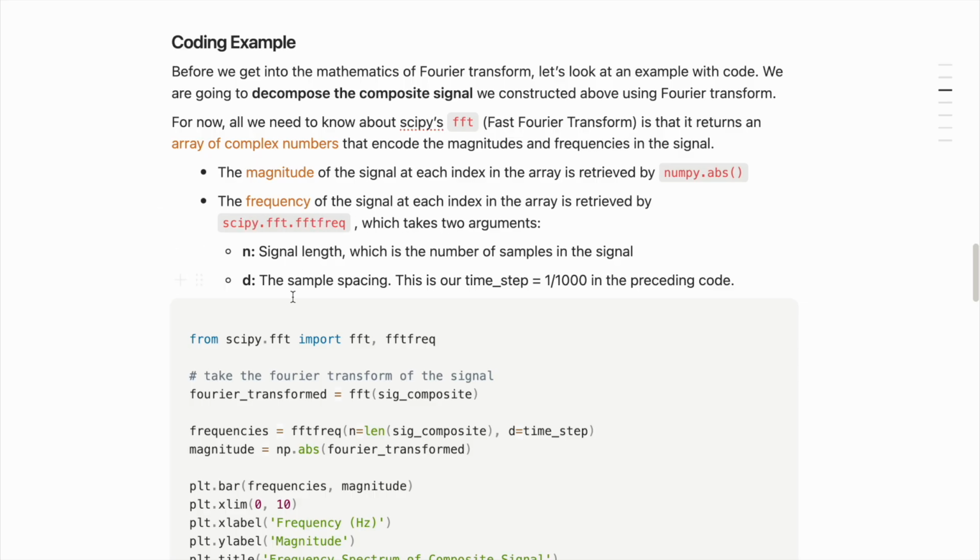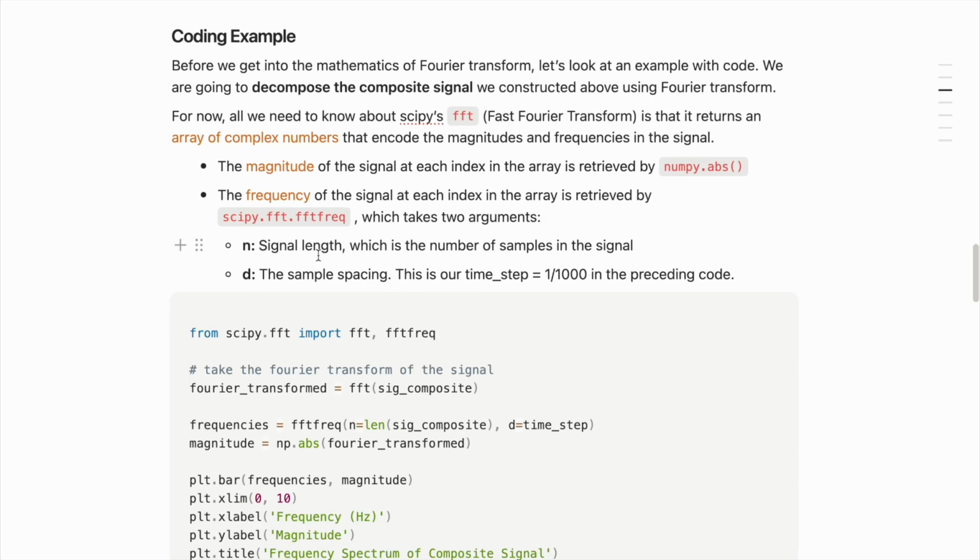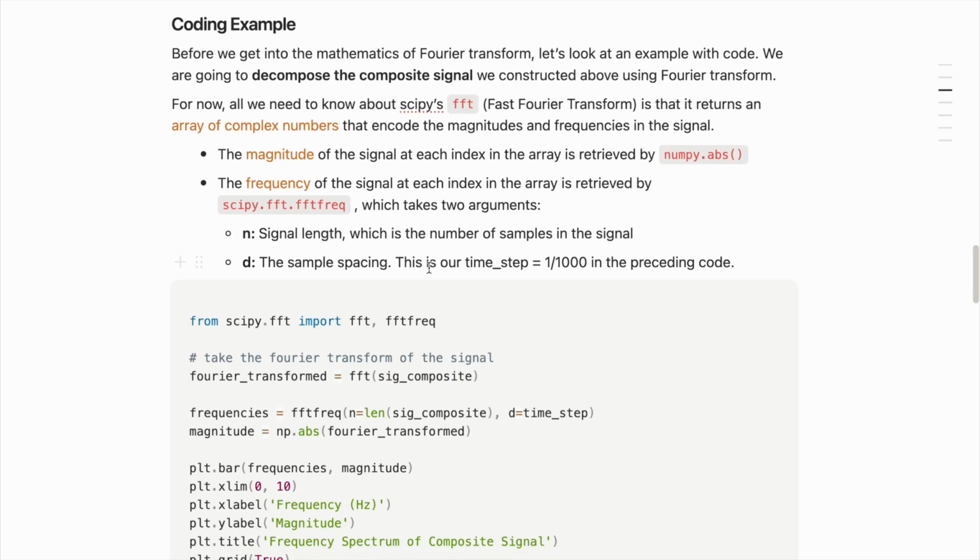takes two arguments. It takes the length of the signal, n, which is really the number of samples in the signal. In our case, it was 1,000 samples. And the sample spacing, in this case, our time step in the preceding code.